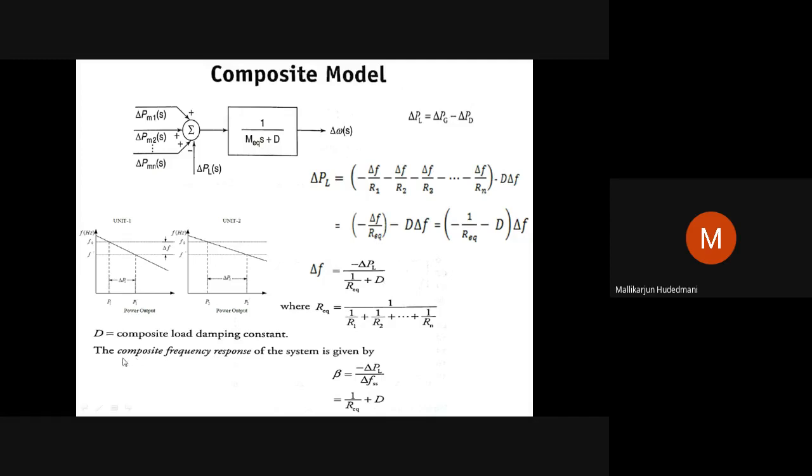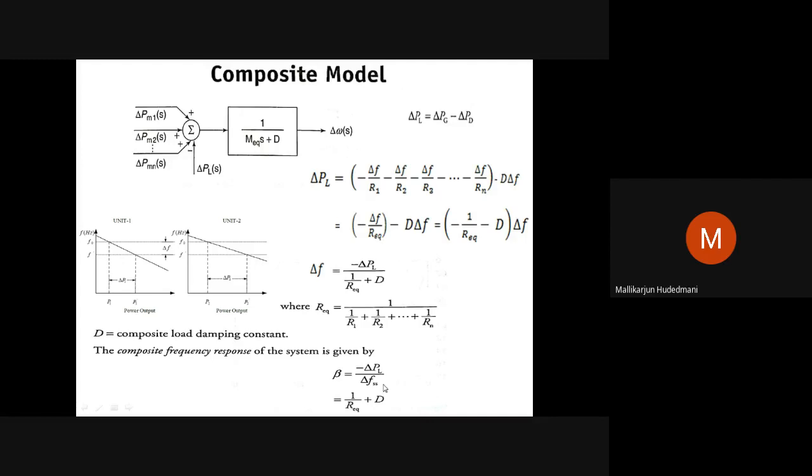Then the composite frequency response of the system is given by the denominator of this frequency deviation term. The denominator is called the area frequency response or bias. This is given by beta, delta PL by delta F steady state. Therefore, this is 1 by R equivalent plus D. This term is called B or beta. This is called area frequency response.